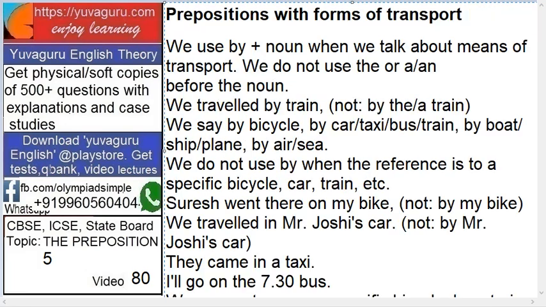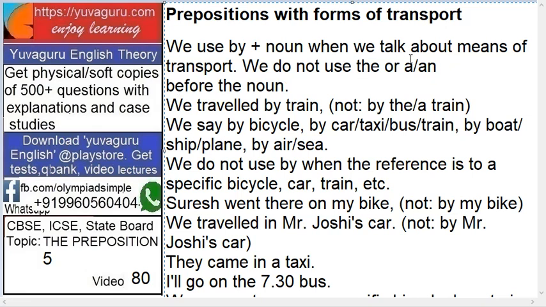Okay. Now, prepositions with the forms of transport means when you are talking about some transport forms. Forms means train, bus, anything by which you move, right? So prepositions with the forms of transport. We use by plus noun when we talk about the means of transport. Remember, by plus noun. We do not use the or an before the noun.